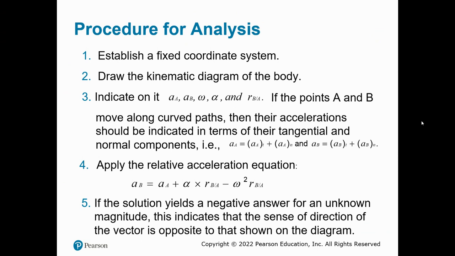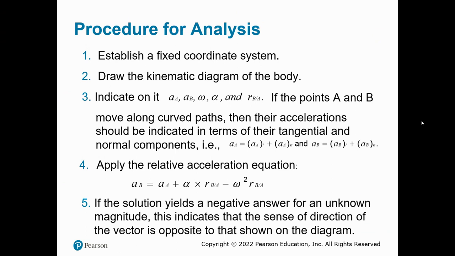Procedure for analysis: we're going to establish a fixed coordinate system and draw the kinematic diagram of the body. We're going to indicate a_A, a_B, omega, alpha, and r_B/A. If points A and B move along curved paths, then their accelerations should be indicated in terms of their tangential and normal components. So a_A equals a_At plus a_An, and a_B equals a_Bt plus a_Bn. We're going to apply the relative acceleration equation: a_B equals a_A plus alpha cross r_B/A minus omega squared r_B/A. We've seen this equation in the previous slides.